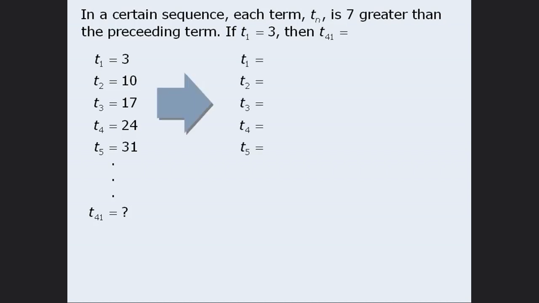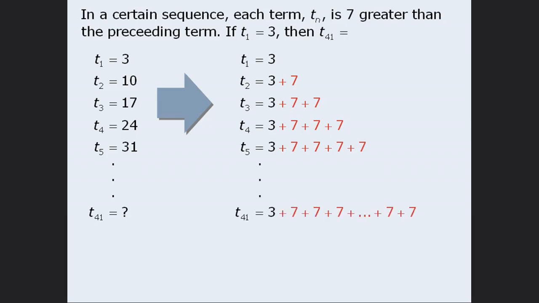To begin, we already know that term 1 equals 3. Now, term 2 equals 10, but I want to look at it differently. Since each term is 7 greater than the term before it, we can find the value of term 2 by taking the term before it, term 1, and then adding 7. Similarly, to find the value of term 3, we can take the term before it and add 7. To find the value of term 4, we take term 3 and add 7. Now, if we continue this pattern, we can see that term 41 will consist of 3 plus several 7s.